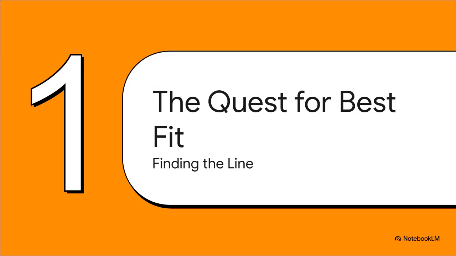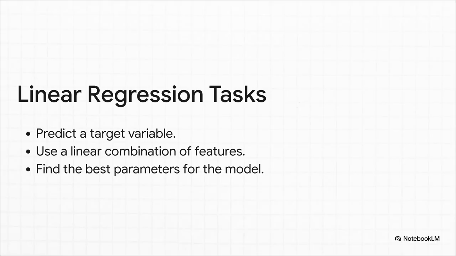So our first step on this journey is what I like to call the quest for best fit. We need a solid method to draw that one single line that best represents all of our scattered data points. So at its heart, what is linear regression? It's a method for prediction. We're trying to predict a target, let's stick with the price of a house, by looking at its features, like its size. The model does this by creating what's called a linear combination of these features. And our entire goal, the whole game, is to find the best parameters or weights for that combination.